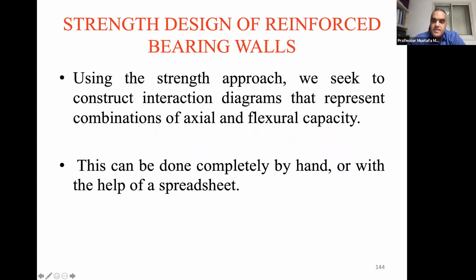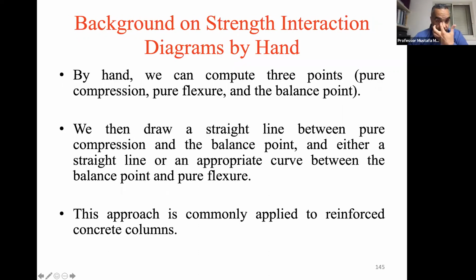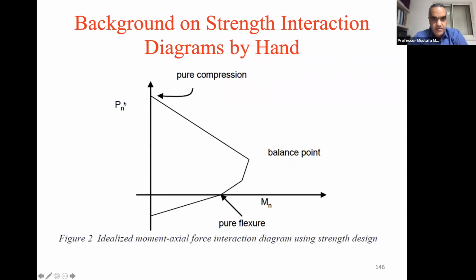So using the strength approach, we seek to construct an interaction diagram. Again, that will be the best way to design walls. Just use an interaction diagram, which can be done by hand or by spreadsheet. So this is similar to what we have shown before, except that here we have P sub n, that's the nominal axial force. Here we have M sub n, that's the nominal moment.